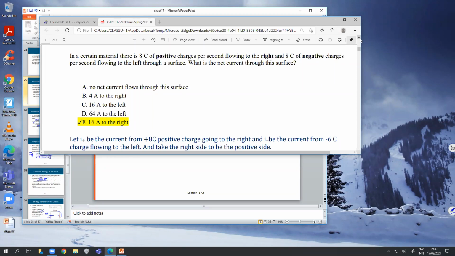Yes, doctor. Very good. So that's the idea, the concept. That's why we need to define the direction of the current. The convention is when a positive charge is flowing, the direction of the current is the same as the direction of the charges. But if negative charges are flowing, the direction of the current is opposite.